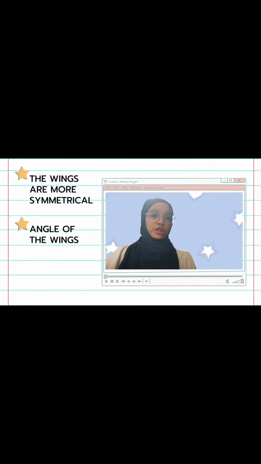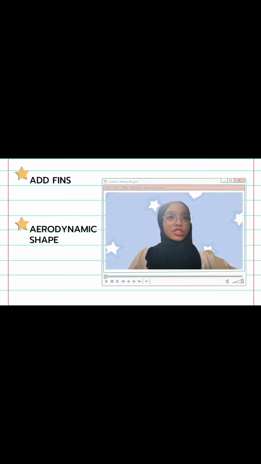The wing of paper aeroplane B is more symmetrical. The angle of the wing is also one of the most important aspects. A standard aeroplane needs wings that point upwards. Wings angled upward are called dihedral and give the plane stability. Moreover, I also added fins to my design of paper aeroplane B. They also help stabilize and straighten the plane. Since paper aeroplane B is in an aerodynamic shape, it has as little drag as possible, making it fly for a long distance.